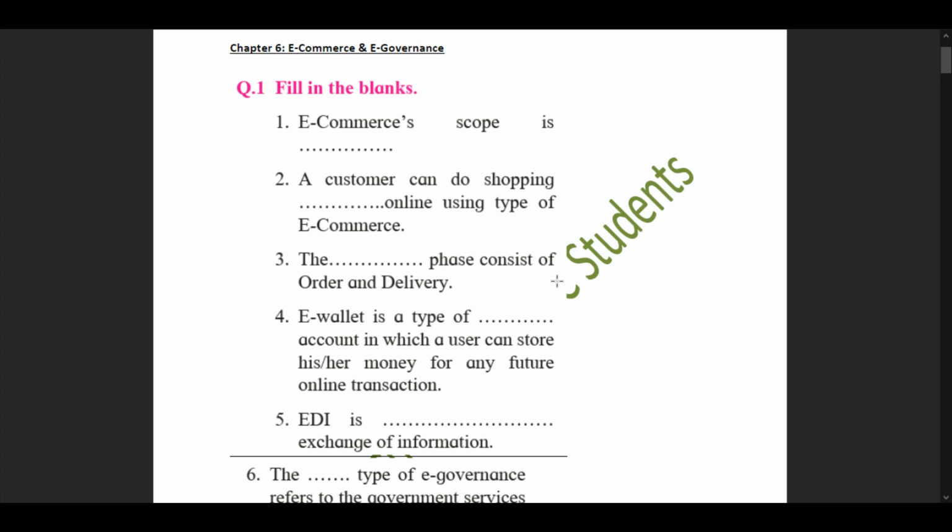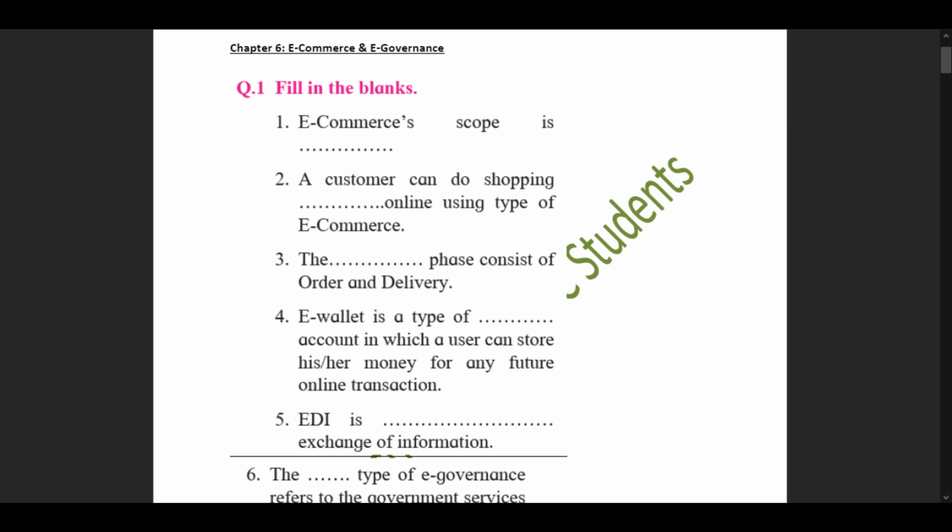Accordingly, we move forward to our third sub-question. The dash phase consists of order and delivery. So here the answer is execution. The execution phase consists of order and delivery. Then we move forward to sub-question 4. E-wallet is a type of dash account in which a user can store his or her money for any future online transaction. So e-wallet is a type of prepaid account in which a user can store his or her money for any future online transactions.